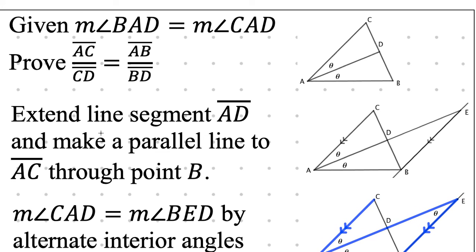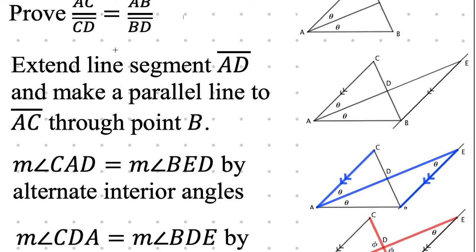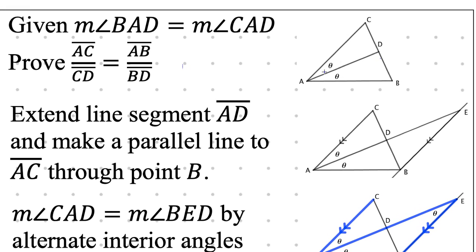So we know the only thing that we're given is the fact that these two angles are the same angle. It is an angle bisector, this line segment. We want to prove this ratio. That's the goal, right? So first what I'm going to do is I'm going to have this line, I'm going to extend it out, and then I'm going to find a parallel line to that, so I have that line that's parallel. That's how I got to this step.